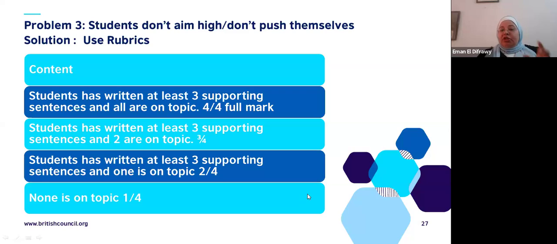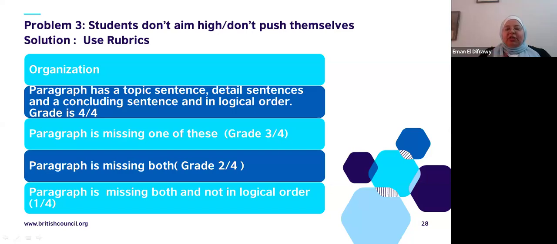And of course, when you teach them that they write about the controlling idea, not the topic, all their ideas will be relevant. Okay, so this was really a huge problem with the students before teaching them that. But once you do, you won't find irrelevant sentences. Okay, so this is 3 out of 4. Student has written at least 3 supporting sentences. 1 is on topic. So 2 out of 4. None is on topic. Again, no zeros, please. It's 1 out of 4. Okay.